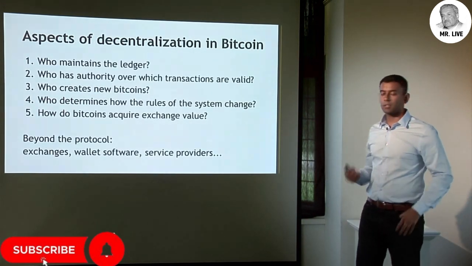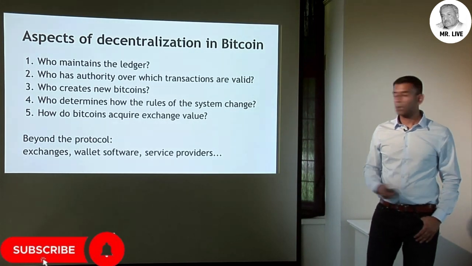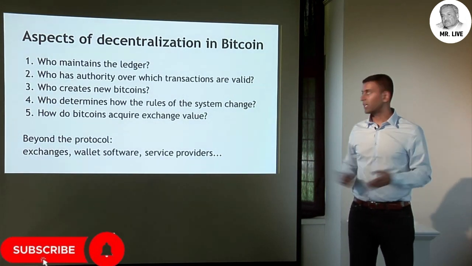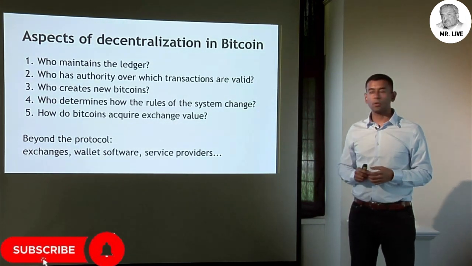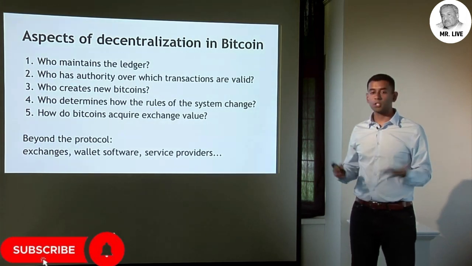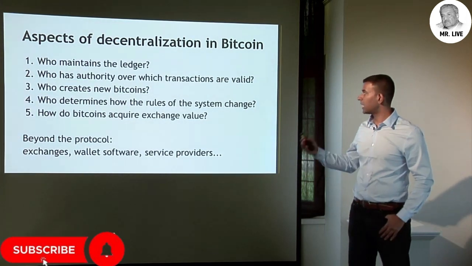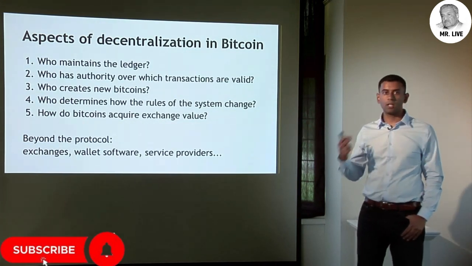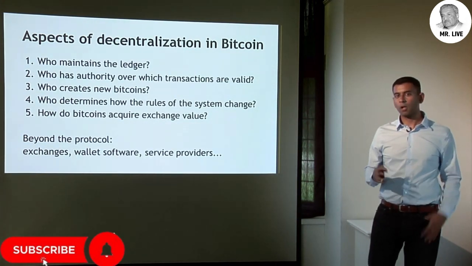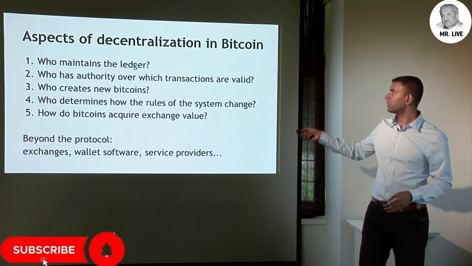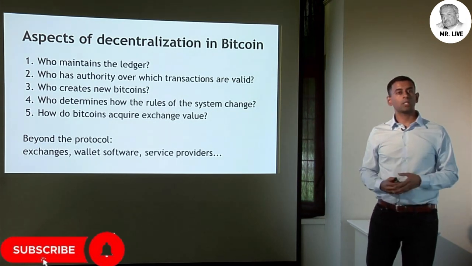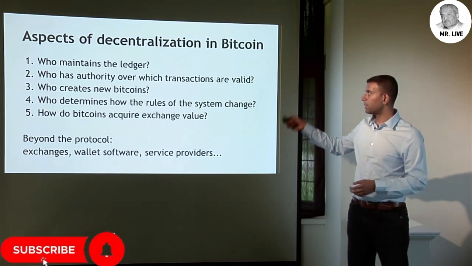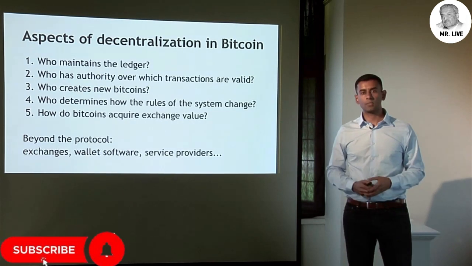So with that, let's delve into some of the technical aspects of Bitcoin's decentralization, and I would break this down into at least 5 different questions. Questions like, who maintains this ledger of transactions? Who has authority over which transactions are valid? Who creates new Bitcoins? And in fact, other questions like, who determines how the rules of the system change and how do Bitcoins acquire exchange value? So these are all components of decentralization of the Bitcoin protocol, more or less. And the first 3 of these are going to be the questions that we will consider in this lecture. And when I say, how is Bitcoin decentralized, what I mean encompasses the first 3 of these meanings.